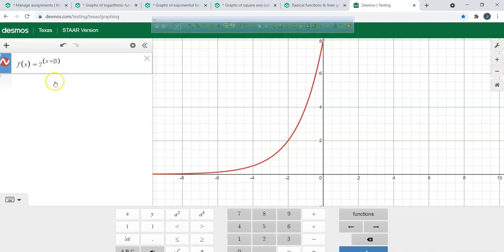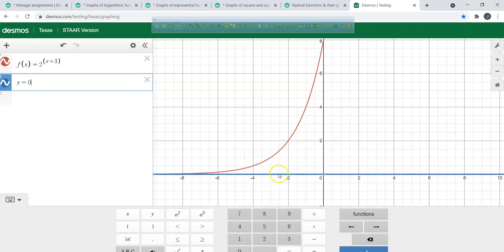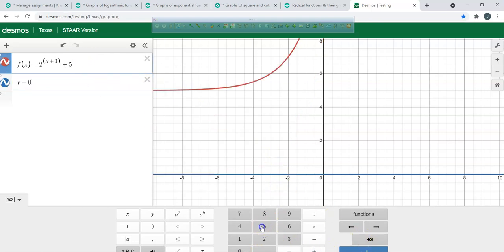Okay? So guys, right now, where is our horizontal asymptote? It's at y equals 0. This is our horizontal asymptote. But if I change this, everybody, and I say I'm going to put a plus 5, what do you think I have to do with my asymptote? If I have a plus 5 at the end, I got to move it up. So now it's not y equals 0. It's at y equals 5.